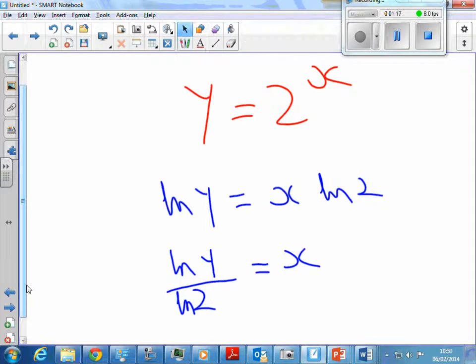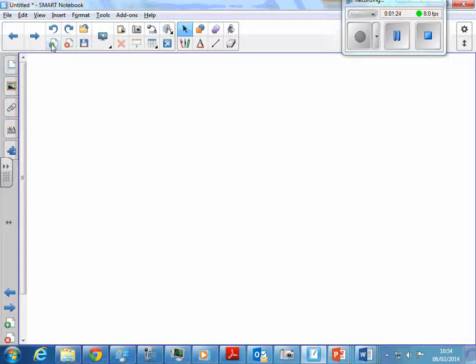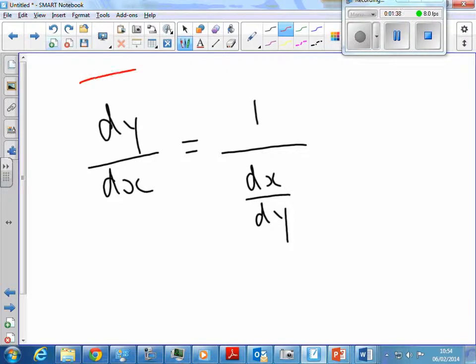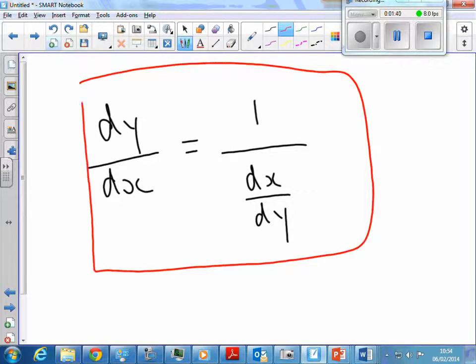Before we continue, I'd like to remind you of a very simple rule, which is that dy by dx is equal to 1 over dx by dy. And it's so important, I'll just put a little box around that. I want you to take a mental picture of that, because it sort of makes sense, doesn't it? If you look at it as a fraction, it makes sense, right?